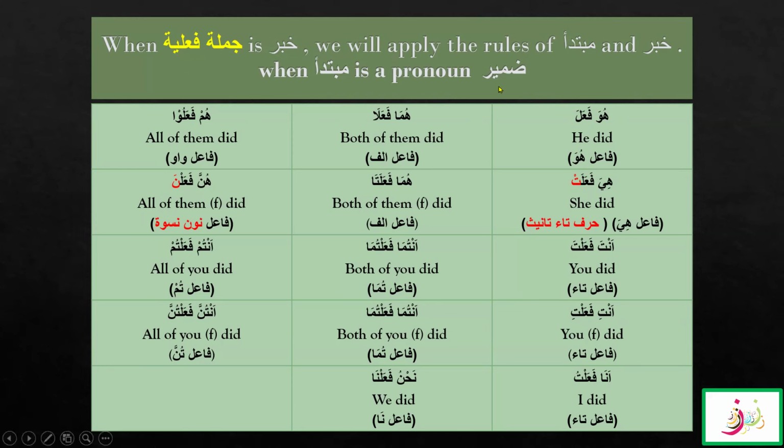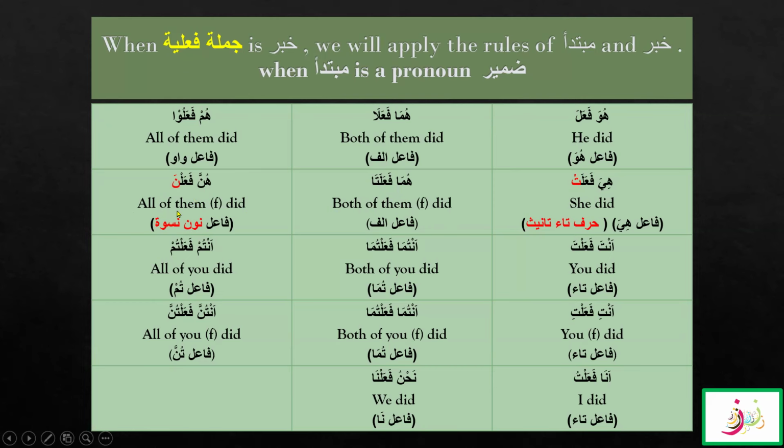Here again, when the mubtada is a pronoun, huma fa'ala: mubtada, khabar, and the khabar is a jumla fi'liyya. Both of them did. It is a complete sentence that has both a jumla ismiya and a jumla fi'liyya, and it makes complete sense. Hum fa'alu, all of them did. Hiya fa'alat, she did. This is mubtada, this is khabar. Huma fa'alata, both of them did. Hunna fa'alna, all of them did. Mubtada and khabar.